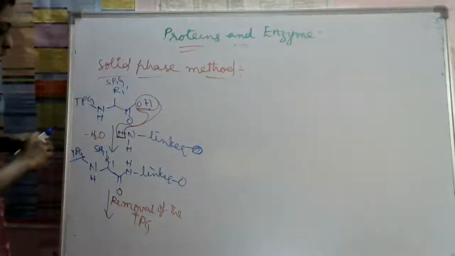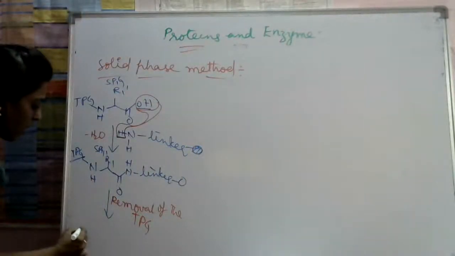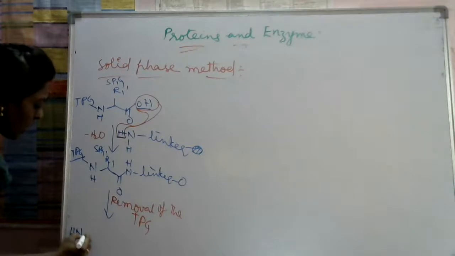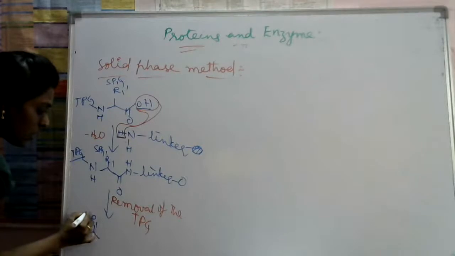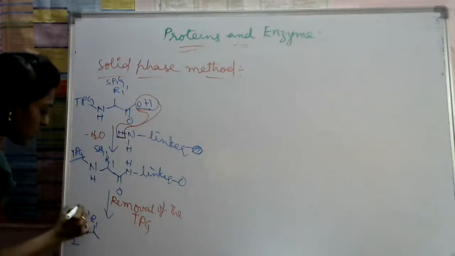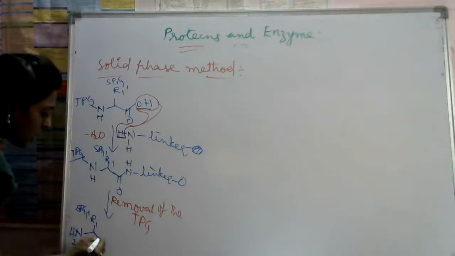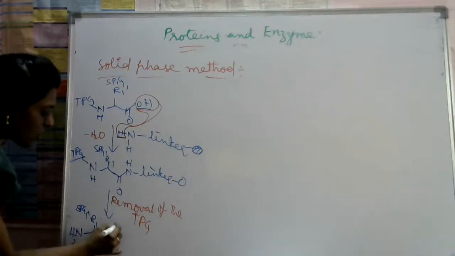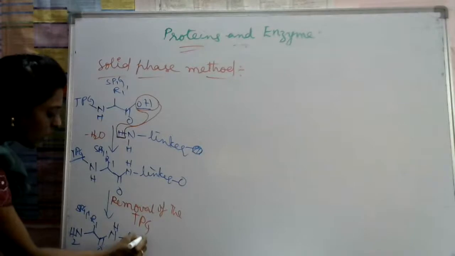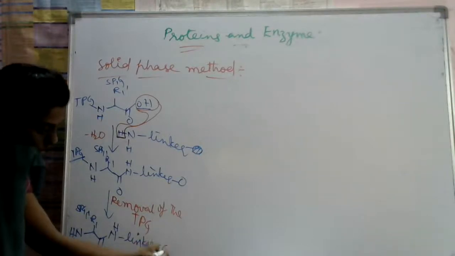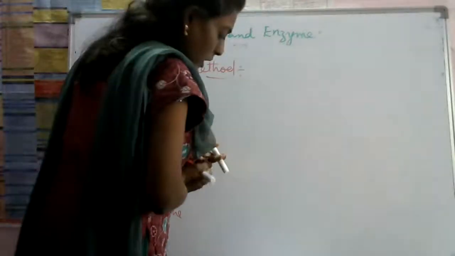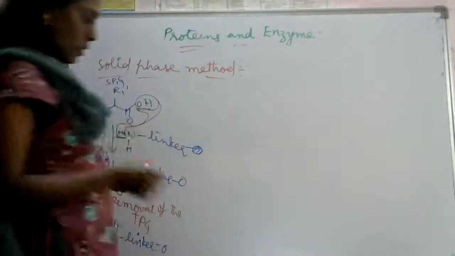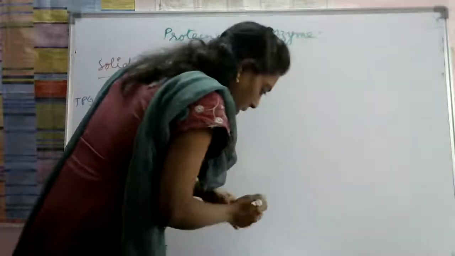Okay, thereby what will we get here? Again we will get back the amino group. So here R1 is there. Next, SPG1 is there. Next, here we have a double bond O, NH, which is attached to the linker. Next, we have to add another amino acid.